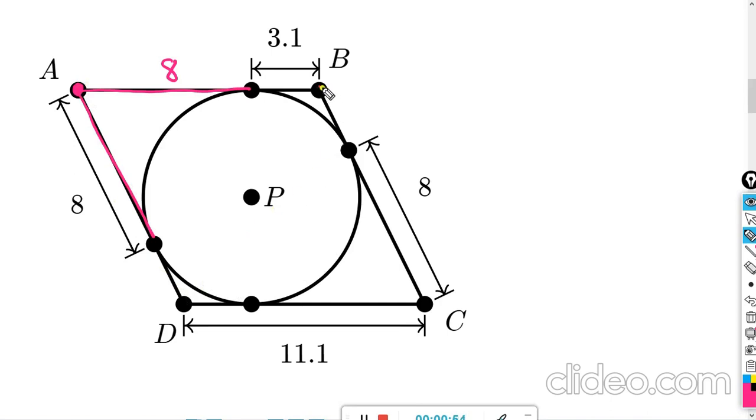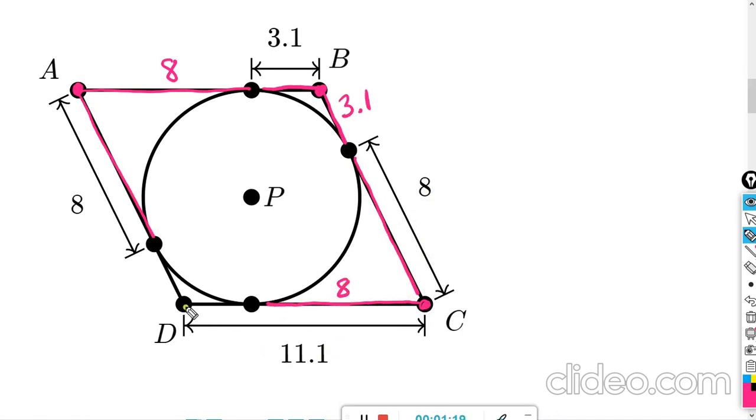At this point here, this section is 3.1, so this section right here is also going to be 3.1. And at this endpoint, this line segment right here is 8. Therefore, this line segment right here is also going to be 8.